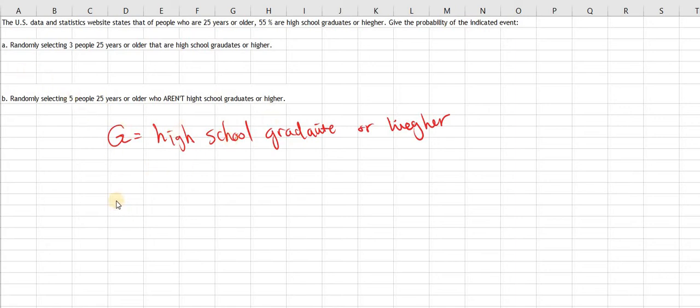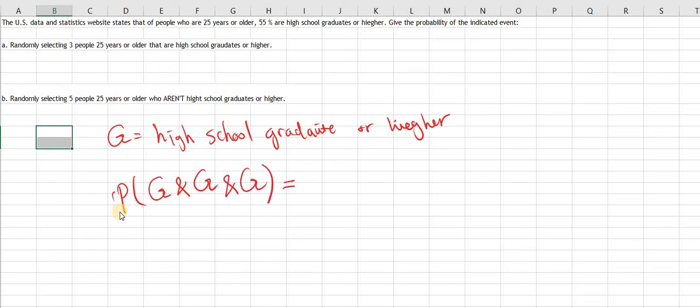Now we want to find the probability of selecting 3 people, and each one of them is going to be a high school graduate or higher. That is the probability that we selected the first person, a high school graduate or higher, and the second one, a high school graduate or higher, and the third one, a high school graduate or higher. Now we have to think about the independency of the events.